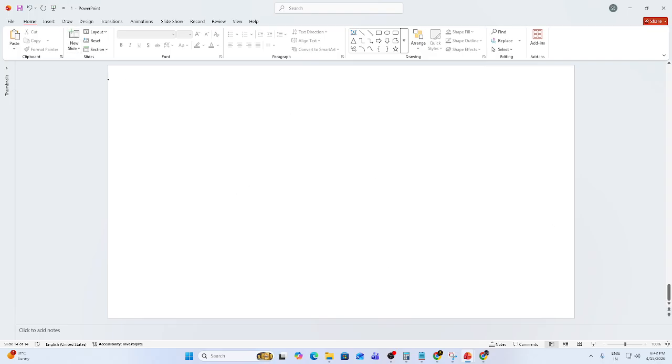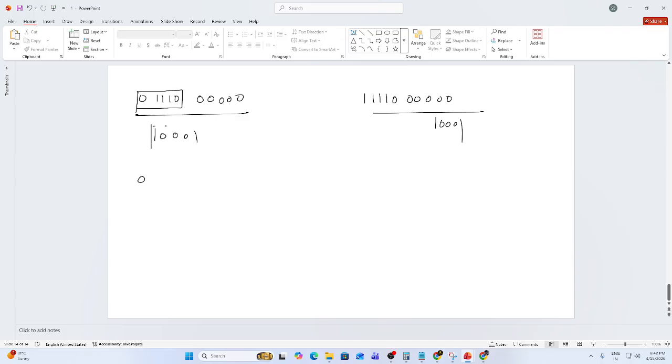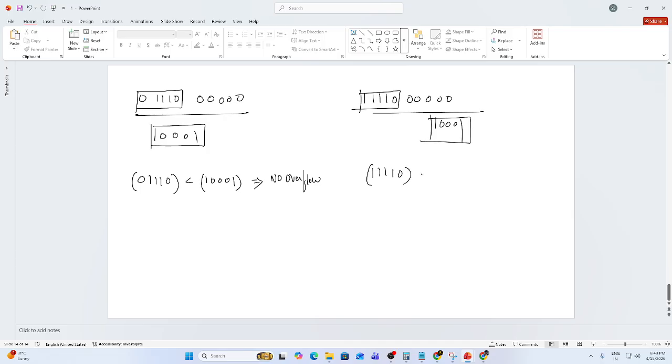Take this example: 0 1 1 1 0 0 0 0 0 0 divided by 1 0 0 1. This is the first example we have taken. In the second example, 1 1 1 1 0 0 0 0 0 0 divided by 1 0 0 1. In the first example, the case is 0. For identifying the overflow, we take the total 10 bits and consider the first 5 MSBs, and compare those 5 bits with the divisor. In the first case, we got 0 1 1 1 0, which is less than 1 0 0 1, so there is no overflow. That is how we need to do it. Here, 1 1 1 1 0 is greater than 1 0 0 1, so there is an overflow.